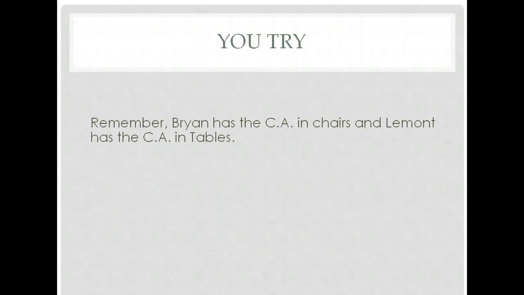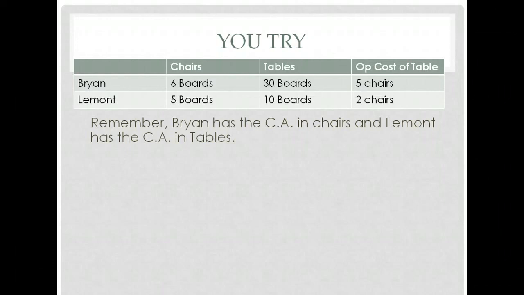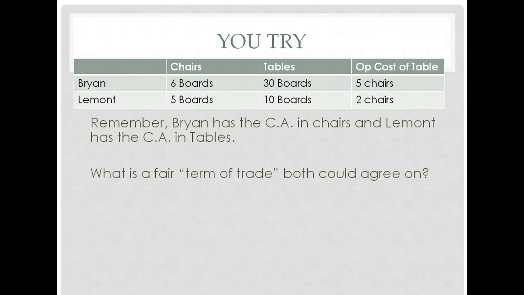So let's do an example. Here's our friends Brian and Lamont, and remember that Brian has the comparative advantage in chairs and Lamont has it in tables. This was our information we had before. And we figured out that Lamont had an opportunity cost of 2 chairs for a table and Brian had an opportunity cost of 5 chairs for a table. So what would be a term of trade that would be fair to both? Again, if you want to stop for a moment, pause the recording and figure out your answer. Okay, what would be a deal that each could agree on?